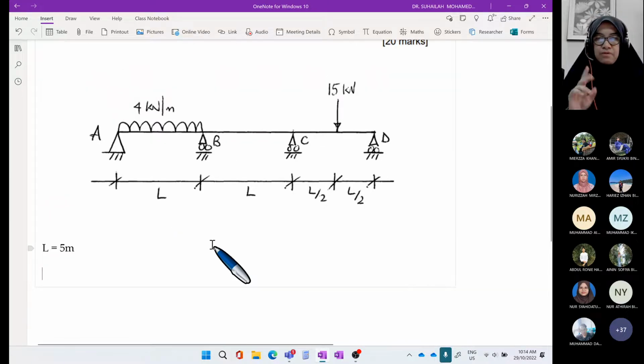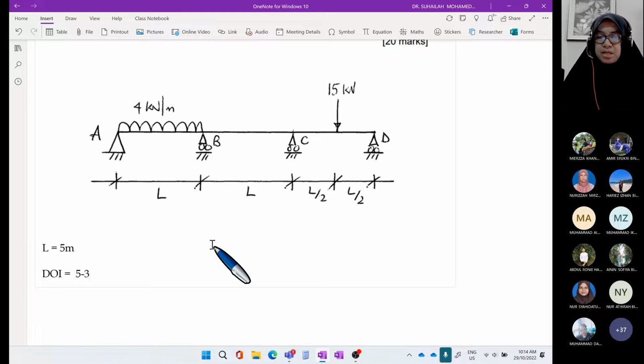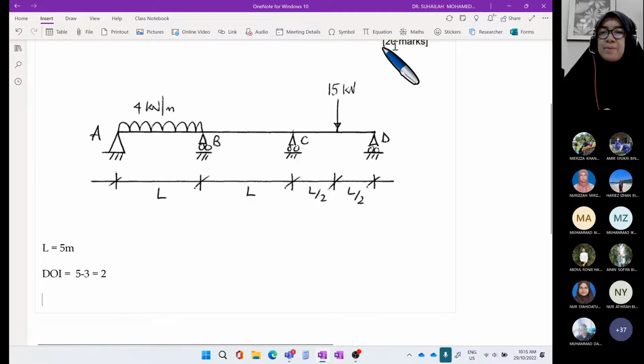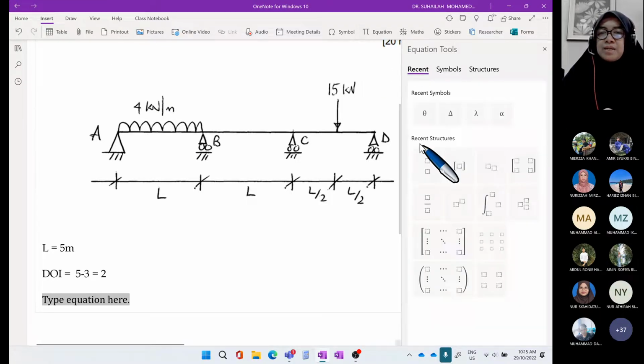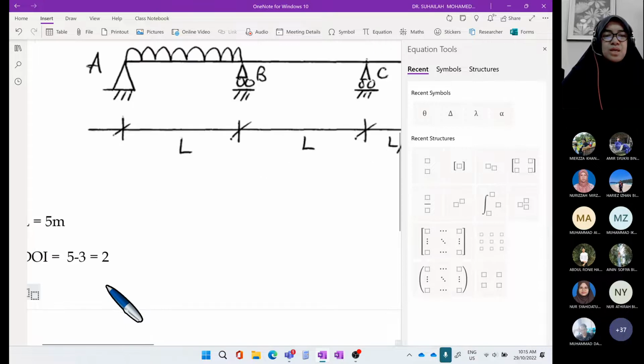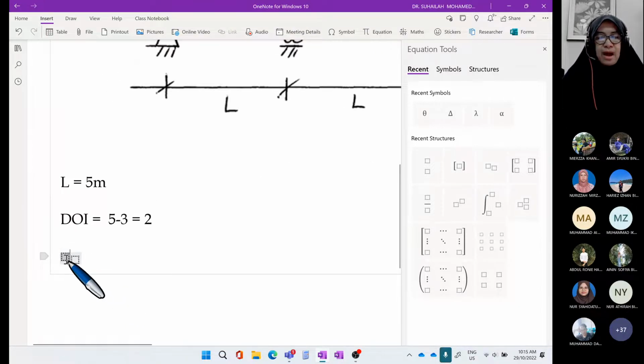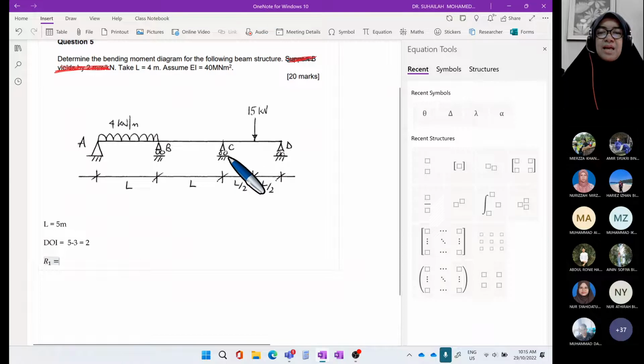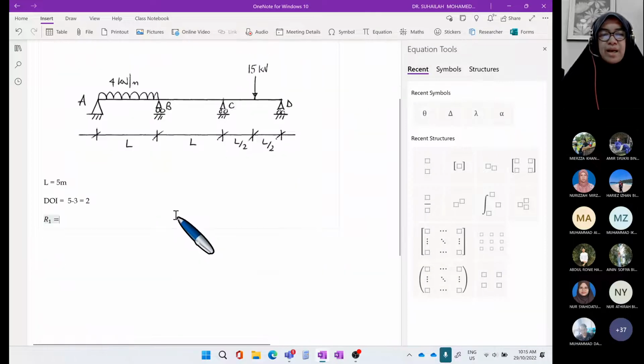Okay, so first step, we identify the redundants. It is 5 minus 2 minus 3, which is equal to 2. This means there are two redundants. The next step is we choose the redundants to remove from the system. We have R1. Let's say we remove BY and CY.